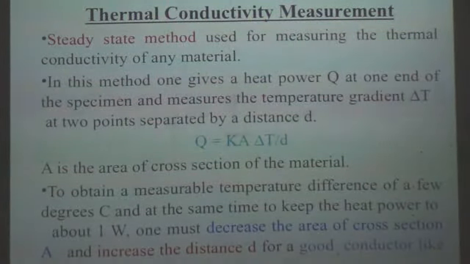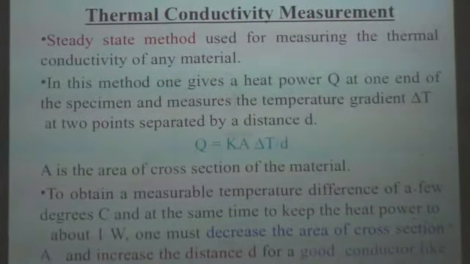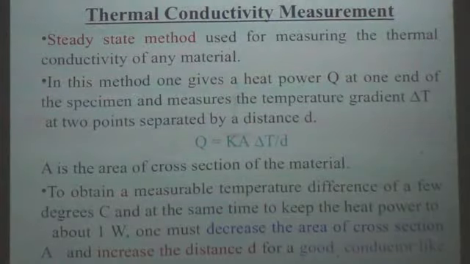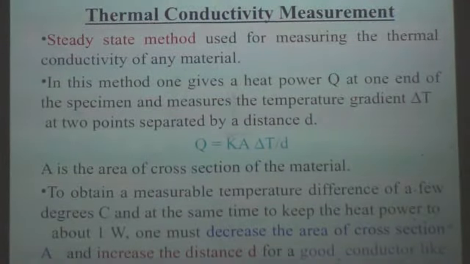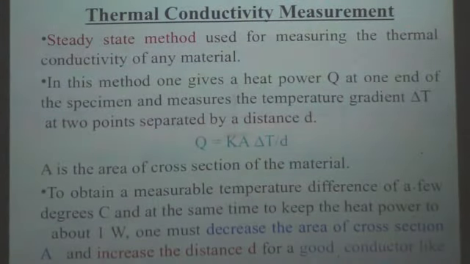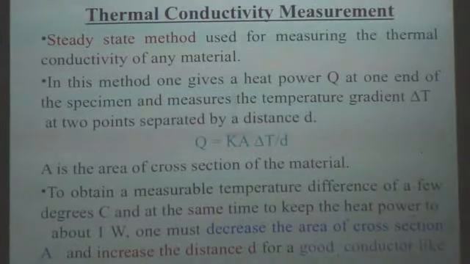What will happen? The thermometer reading here will start increasing, and after about 30-35 minutes, we have to take the reading after 5 minutes. Why 5 minutes? Because after a certain time, the temperature of these thermometers will become constant. The temperature of this thermometer will be less than the temperature of this.